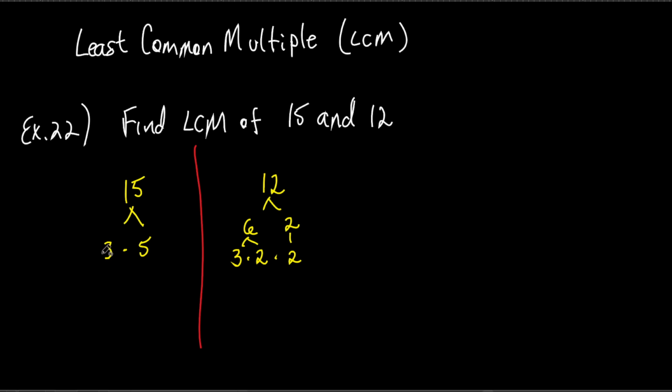What numbers show up here? A 3 and a 5, right? Let's take the 3. Is there a 3 over here? Yeah. How many times does it show up in each place?